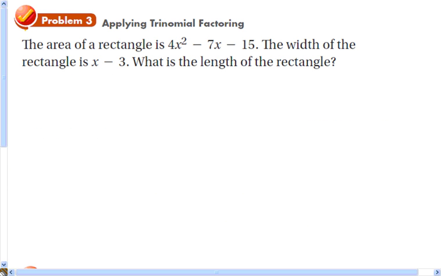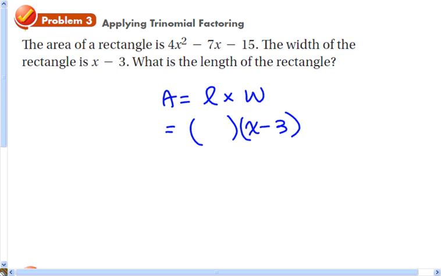All right, so here's how we apply this idea. We have the area of a rectangle is 4x squared minus 7x minus 15. The width of the rectangle is x minus 3. We know that the area is equal to the length times the width. We're given the width is x minus 3, so that's one of the factors. So the length is something times x minus 3 that equals 4x squared minus 7x minus 15.